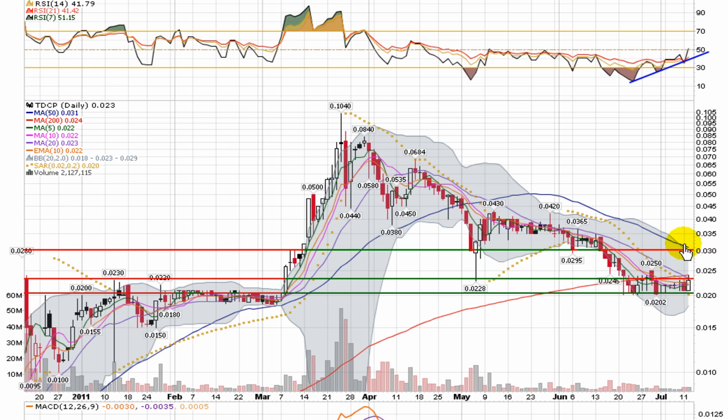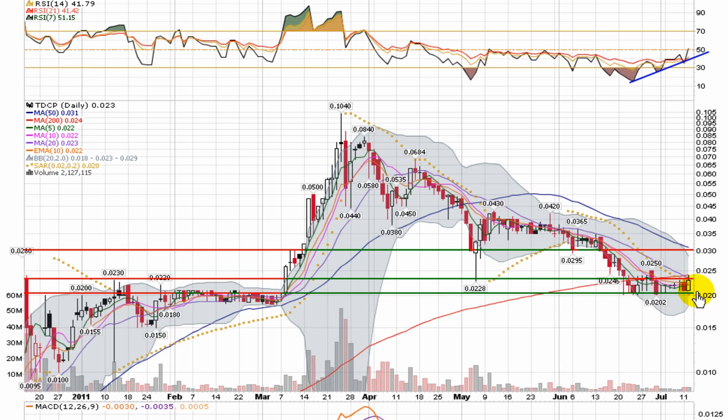This 50-day moving average is coming down right there. It's dynamic, and it's going to reinforce that idea of resistance at 3 cents. But it always starts with baby steps, and that's continuing to hold the 2-cent support level and then trying to break and hold above 0.023, 0.024. Those are the key things I'm going to have my eye on with TDCP, and I wanted to revisit it because it's kind of getting at that make or break point.